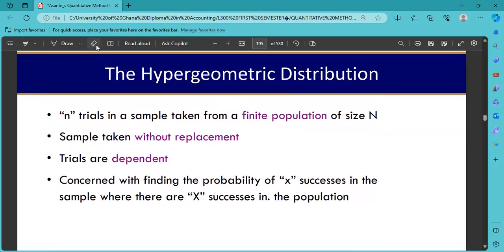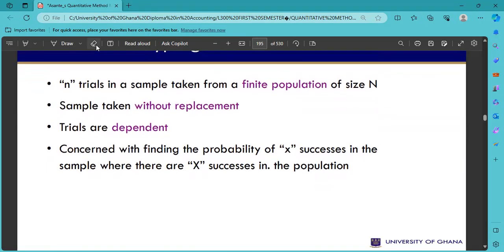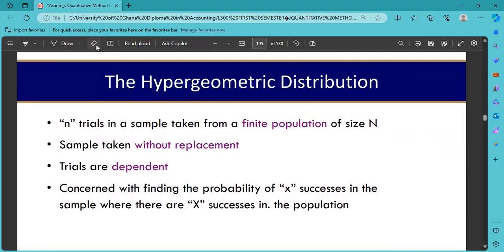So let's go to the hypergeometric distribution. n trials, the number of trials in a sample taken from a finite population of size N. So small n is the sample size, the sample is taken from a bigger population, right? So the small n is for the sample, and the big N is for the big population. So a sample is taken without replacement.